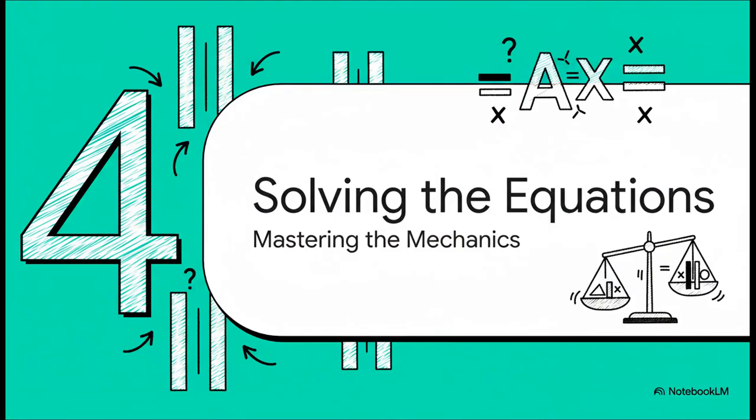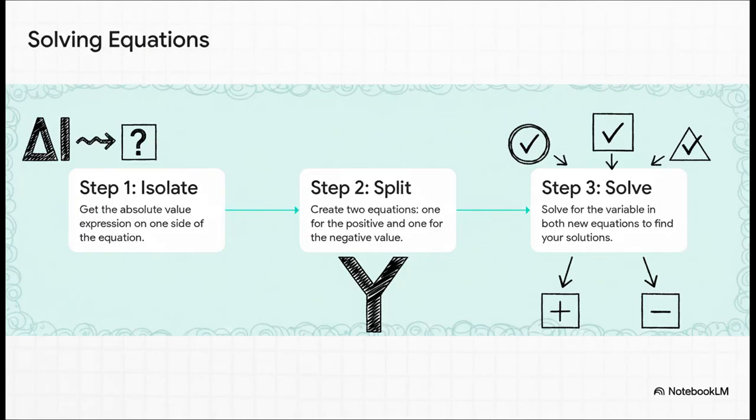Okay, so we know the why from the history, and we know the what from the definition. So let's get practical. Let's look at the how. How do you actually solve an equation when it's got those absolute value bars in it? It's actually a pretty straightforward 3-step process. First, you get the absolute value part all by itself on one side. Then, and this is the most important part, you have to split the problem in 2. Remember, the stuff inside the bars could have started out as positive or negative. So you have to create 2 separate equations to check both possibilities. And finally, step 3, you just solve both of those new equations.